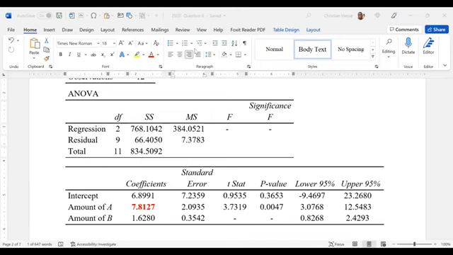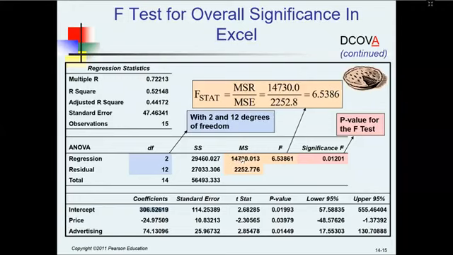Okay, so let's go to our main slide and see whether it is correct. What is MS for regression here? 14730. Good. And what's the MS for residual? This is 225. So how did we obtain this F?